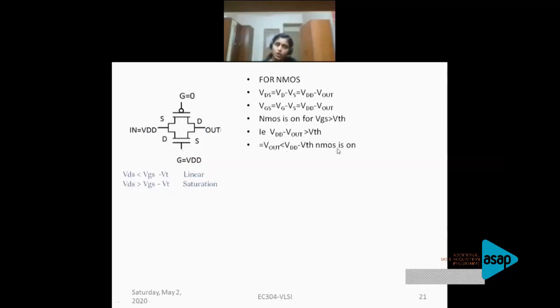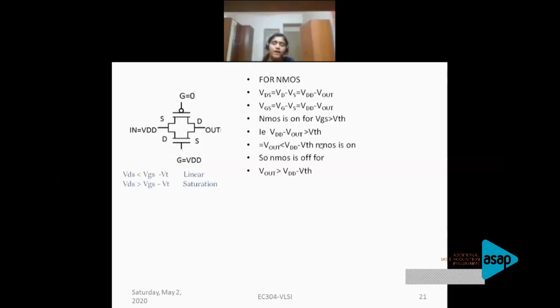So when is NMOS off? Obviously, if you reverse this equation, NMOS is off for V out greater than VDD minus VTH, right? From this, what you got is that when V out is less than VDD minus VTH, your NMOS is on, and when V out is greater than VDD minus VTH, your NMOS is off. So that we have got. When NMOS is off, there is no point in analyzing further; you can say clearly it is in the cutoff region.